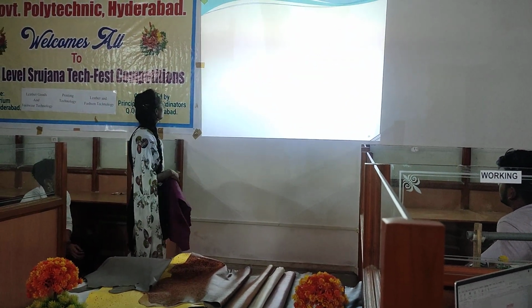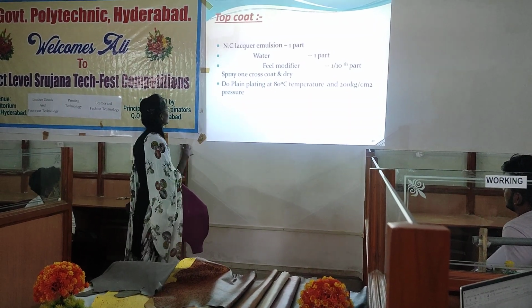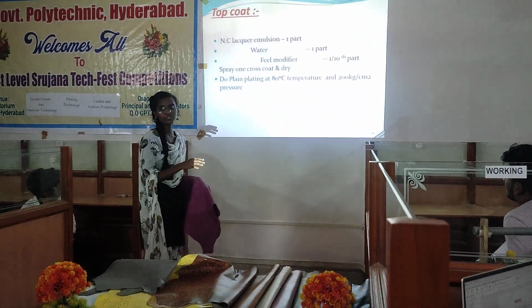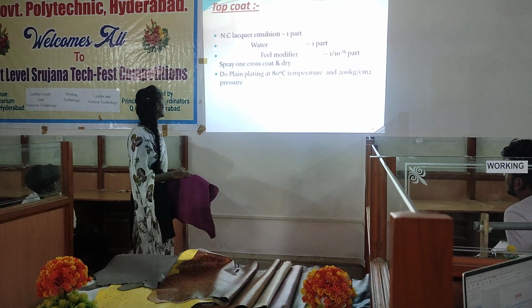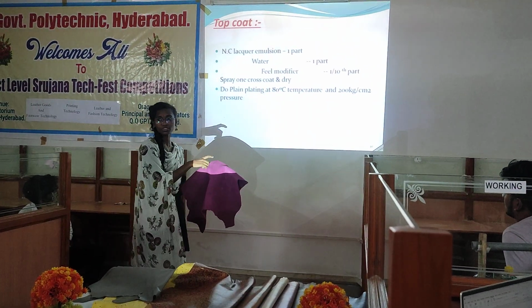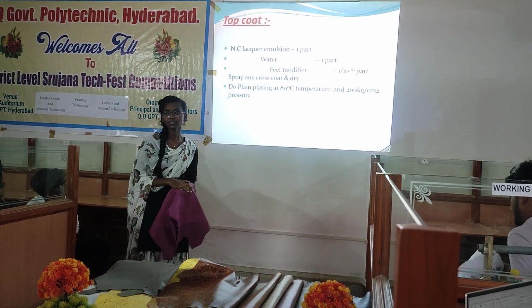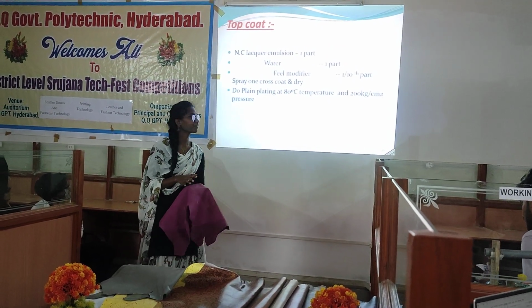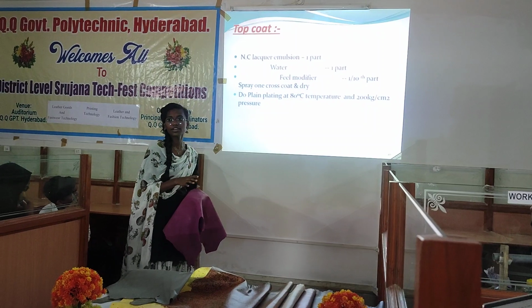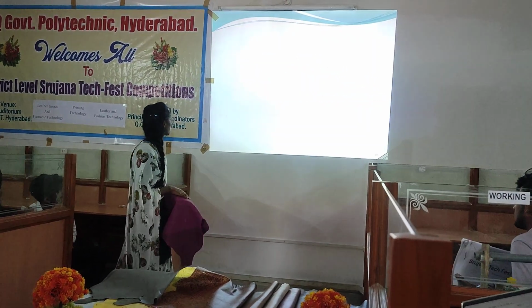Top coat. We'll use NC lacquer emulsion, water, filler, modifier in the top coat, and spray in cross coat direction, and we have to dry the leather. And then we have to do plain plating at 80 degrees temperature with 200 kg per centimeter square pressure.